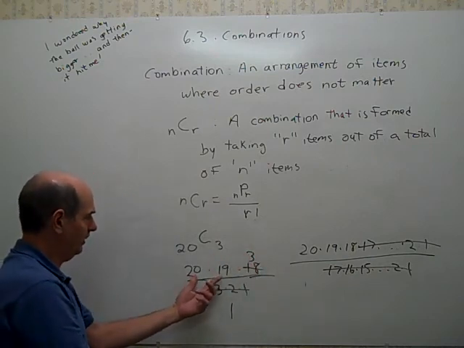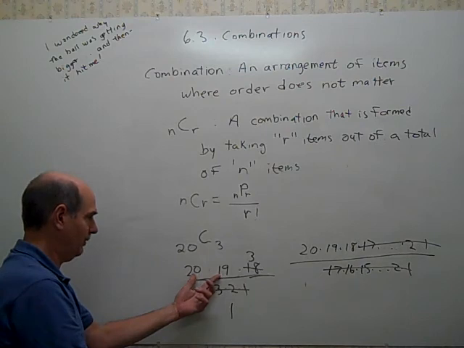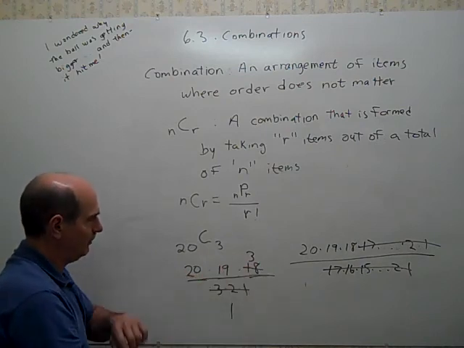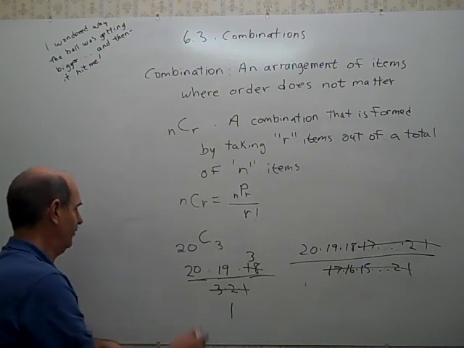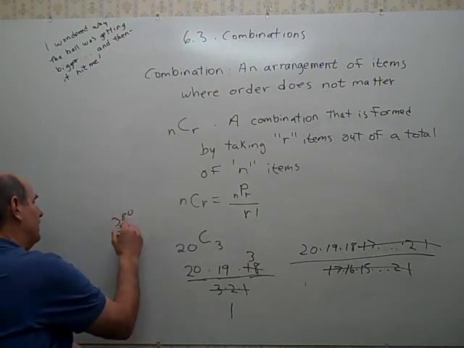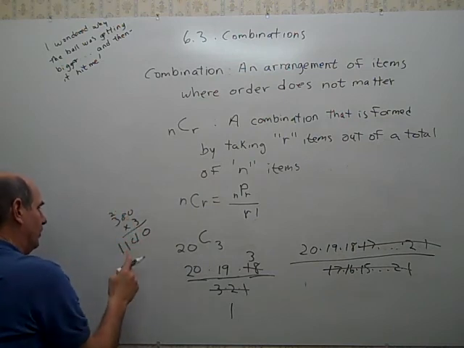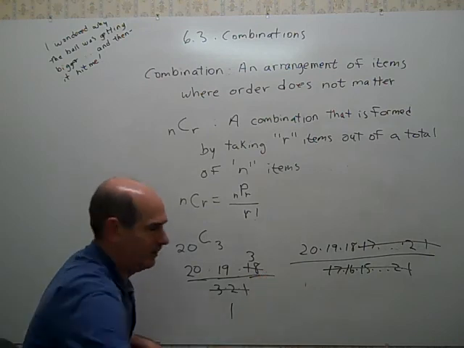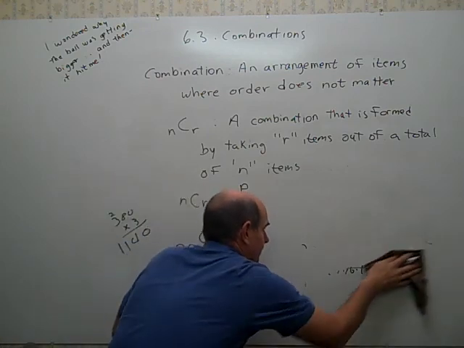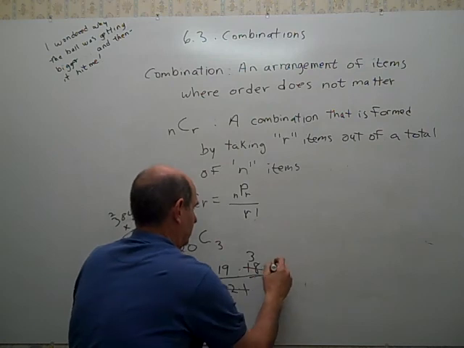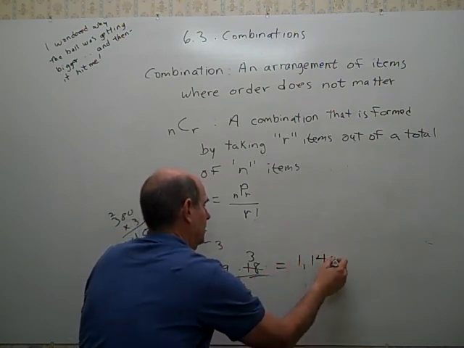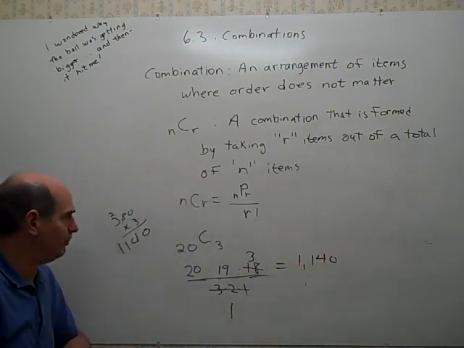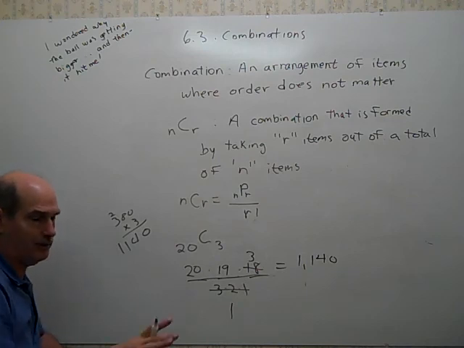So this would turn out to be 380. 20 times 19 is 380. If you multiply that by 3, well, you can do the math. I'll do it. 380 times 3. Let me double check that. Yep, I think that would be 1,140. So 1,140 ways to pick 3 people out of 20 where order doesn't matter.